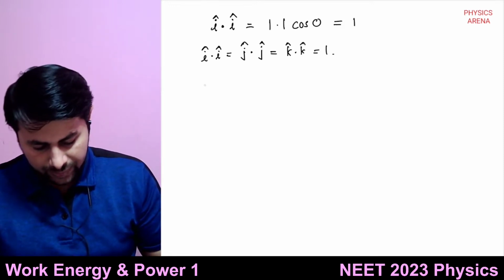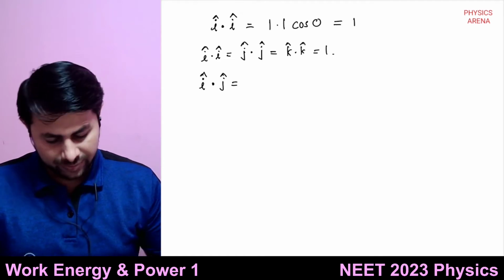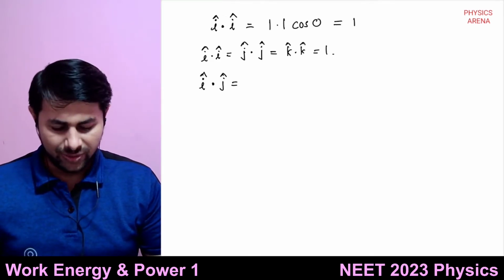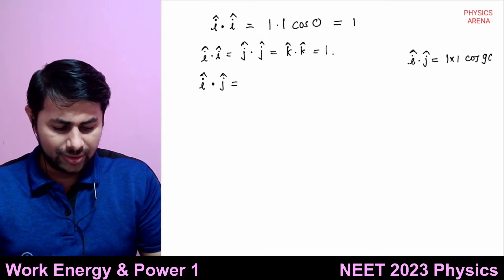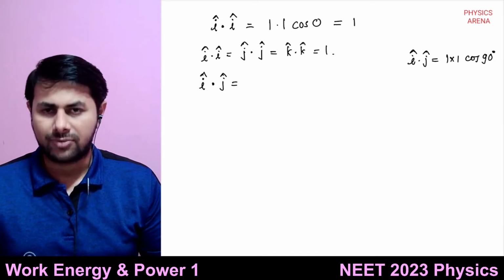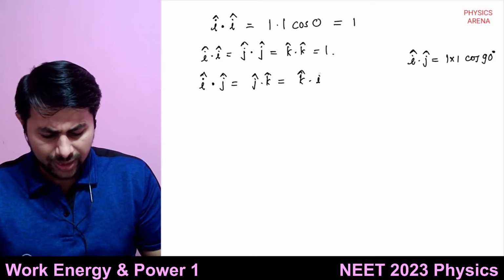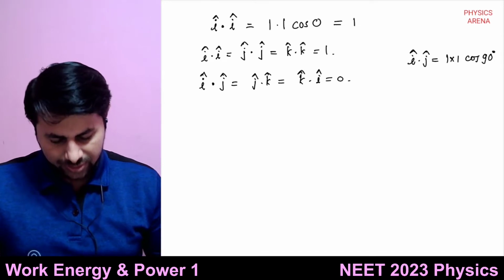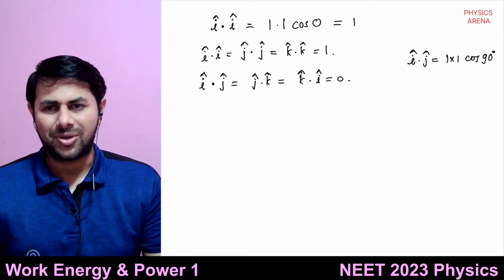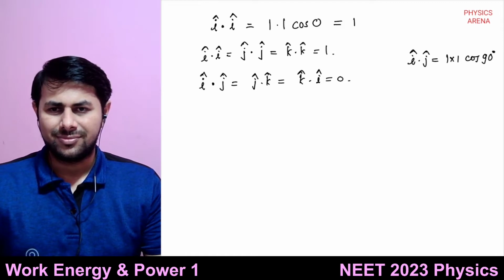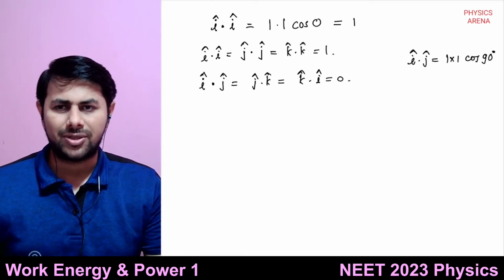Alright, then I will multiply i cap with j cap. So now what will be the result? It is 1 into 1 multiplied by cos of 90, and cos of 90 is 0, and that's why this is equal to 0. Similarly, j cap dot k cap is equal to k cap dot i cap, and this is equal to 0. So from here, what can you say? If two vectors are perpendicular to each other, what is their dot product or scalar product? It is 0. If two vectors are perpendicular to each other, their scalar product is equal to 0.